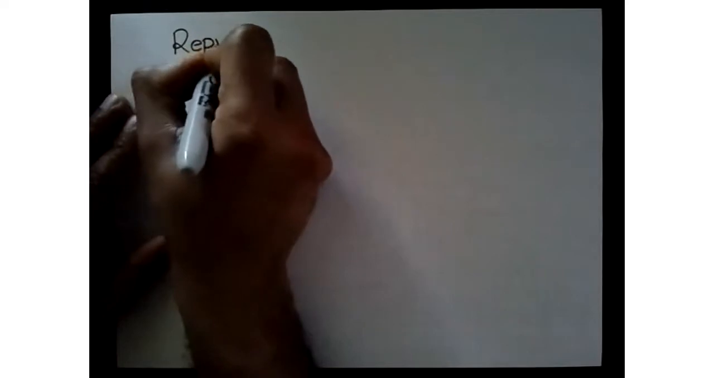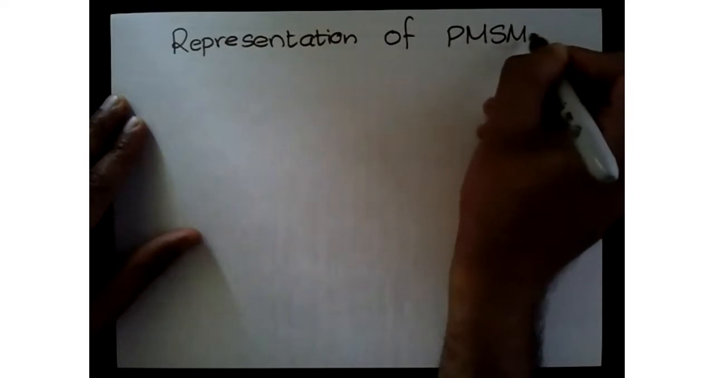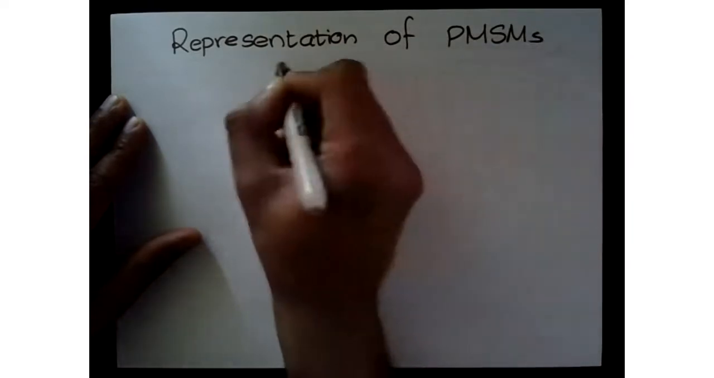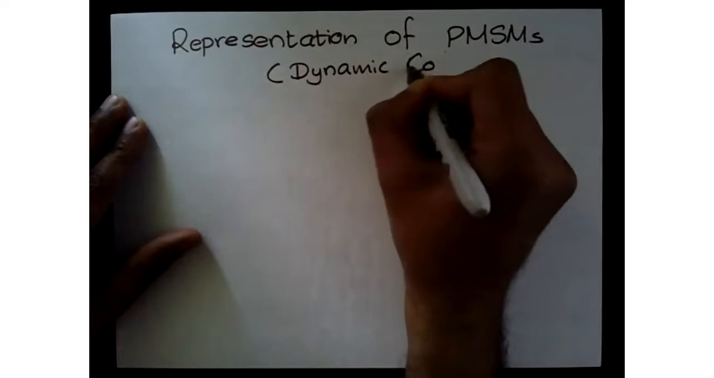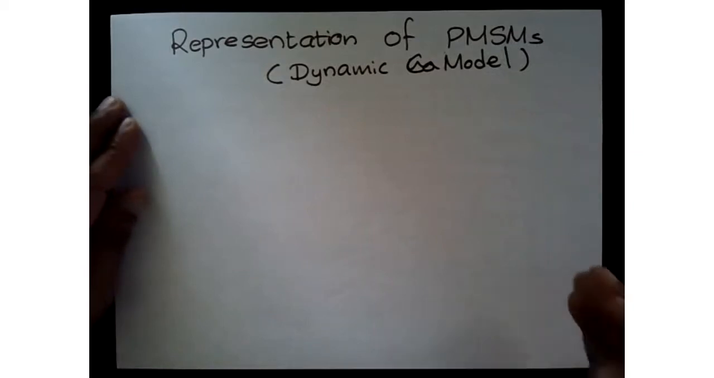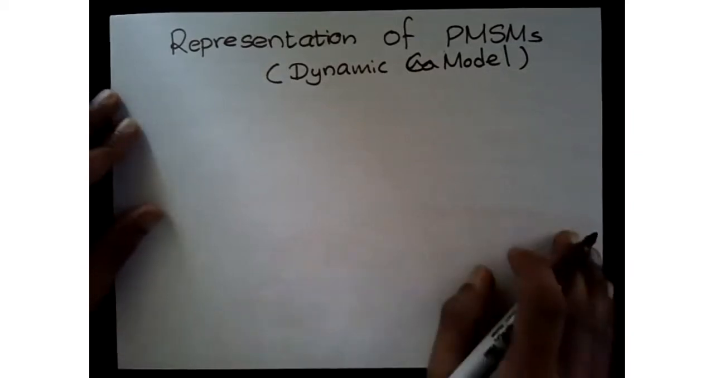Okay. So let's take a look at what these voltages look like, and what the circuit would look like if we were to draw a circuit for the voltage equations. We'll call this the representation of the PMSM. This is basically the dynamic model, because we are modeling the differential equations. We can talk about the steady state model too in a little bit.